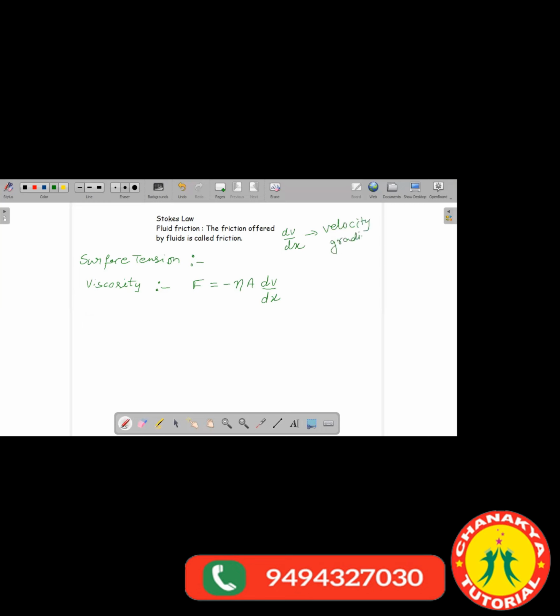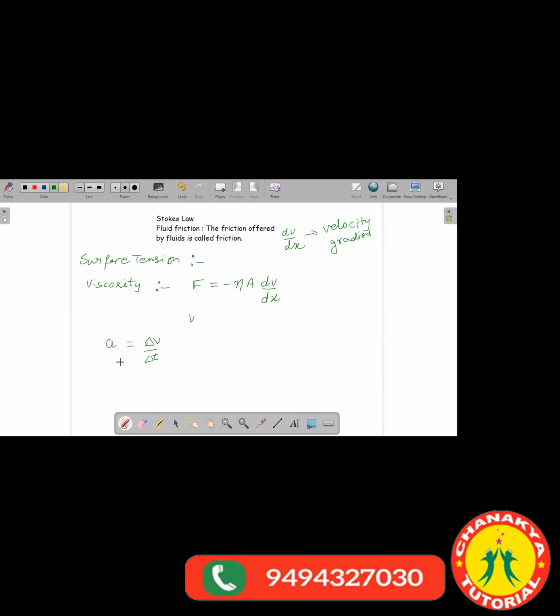You might be seeing this symbol for the first time, as you have generally seen V by X or V by T, or delta V by delta T. I had given this for dimensions, just explaining the meaning of dV by dx. Suppose I want to find acceleration. Acceleration is written as change of velocity by time. We write it as delta V by delta T.